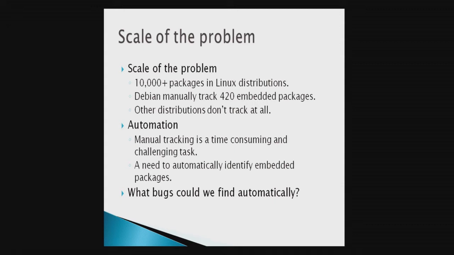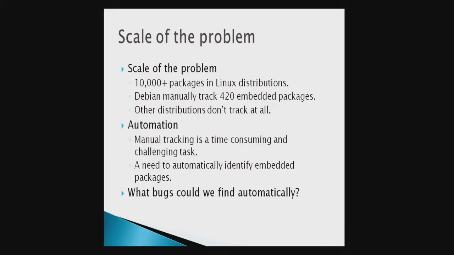That's a lot of libraries. It's not just zlib, libpng, and libtiff. We're talking about 420 packages. Other distributions don't track at all. Debian is really probably one of the better distros that track these things. Fedora wasn't tracking this information before we gave them information on this, and then they started to use our research to create a wiki of embedded packages.